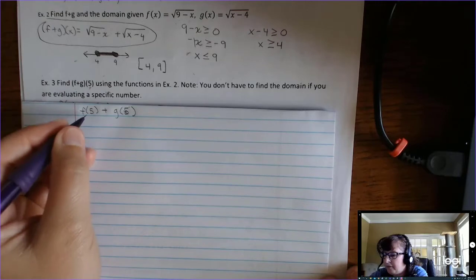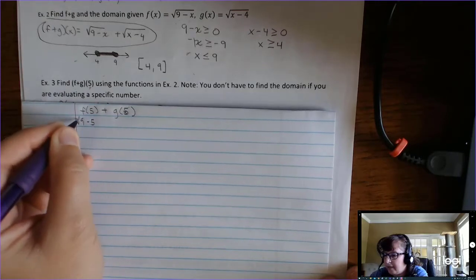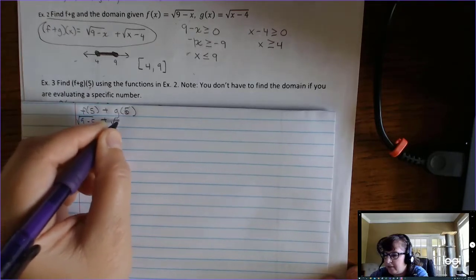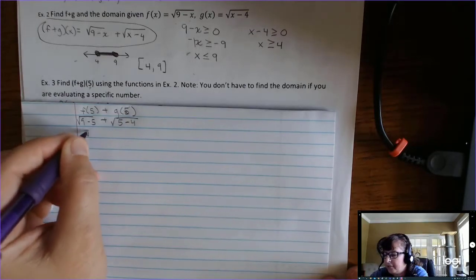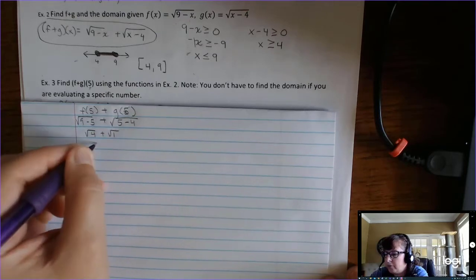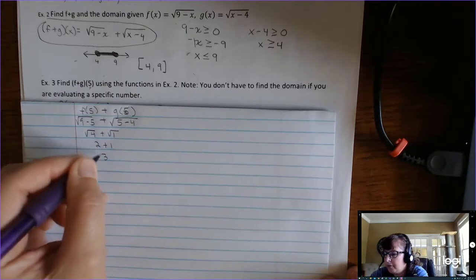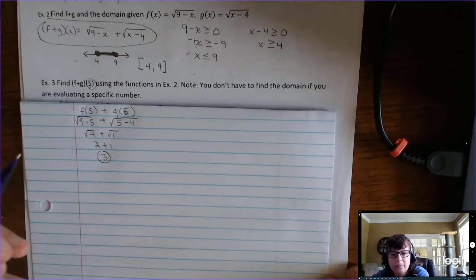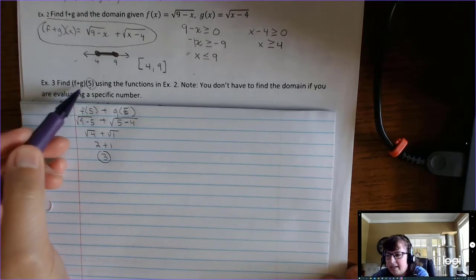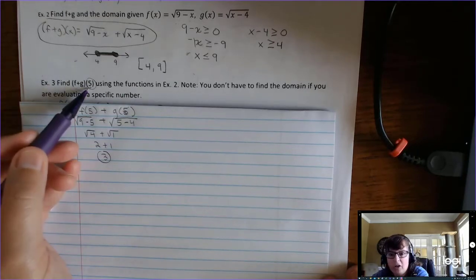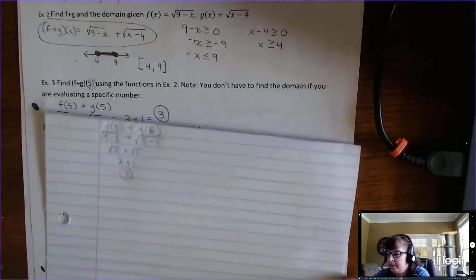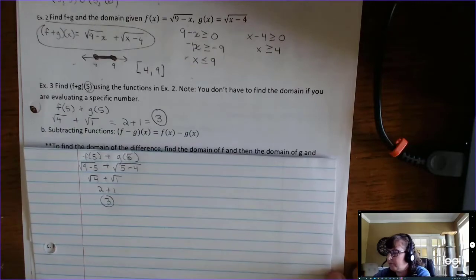So f of 5 means square root of 9 minus 5, and g of 5 is the square root of 5 minus 4. So that gives me square root of 4 plus square root of 1, or 2 plus 1, or 3. So if I give you the input, remember to split that into two different functions and then add them together. And don't worry about the domain because you don't care about all the x's. There's only one, and it was given to you as 5. Alright, subtracting functions.